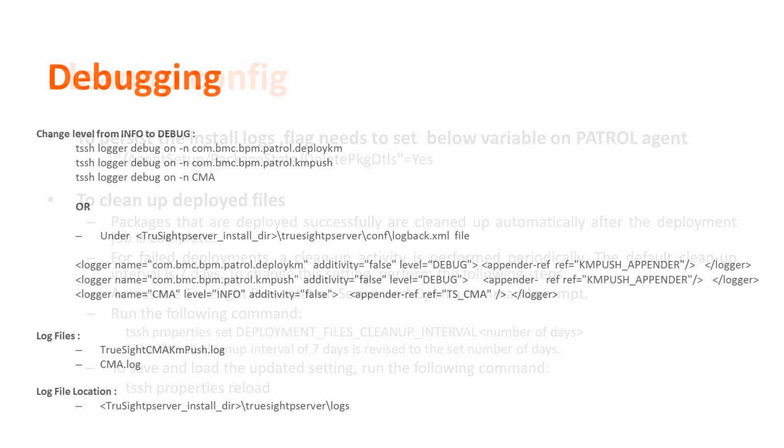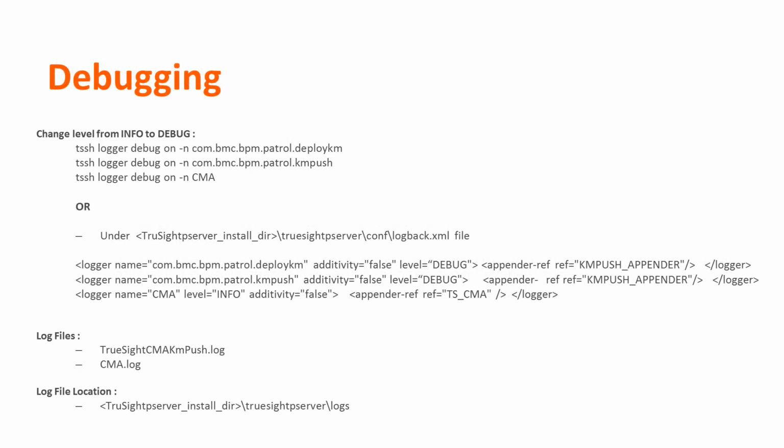Okay, fine. The next would be the debugging step. So if a customer is facing issues, to get the exact issue we might need the debug logs. For that, we have to change the info level to debug. It can be done through the TSSS logger debug followed by the logger name. So we have to enable logs for deploy KM, KM push and CMA.